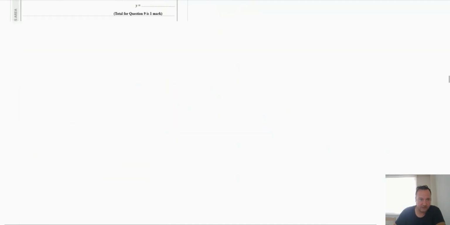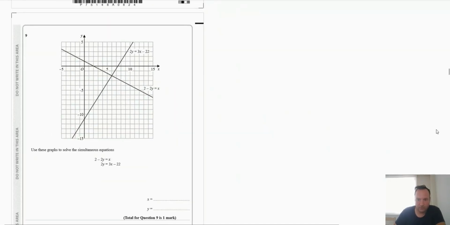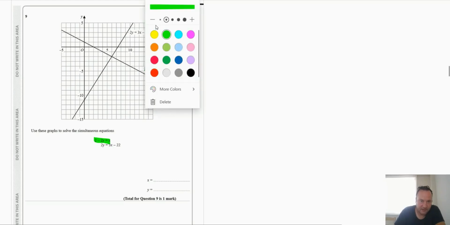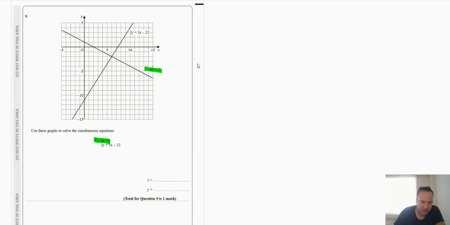Question number 9. So, only one mark actually required for this particular question. It says, use the graphs to solve the simultaneous equations. So we can see, basically, we've got two simultaneous equations. We've got 2 minus 2y equals x and 2y equals 3x minus 22. Now, hopefully what you recognise here, guys, is that the top equation represents this line. And we can see that the bottom equation, 2y equals 3x minus 22, represents this line.